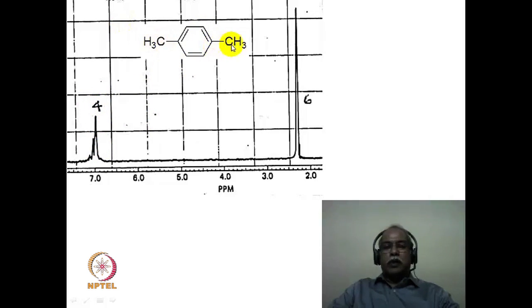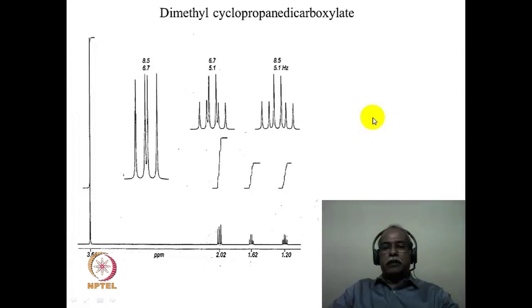The 2 methyl groups are also chemically equivalent, so a single peak of 6 hydrogen intensity is what is seen for this molecule. It's a fairly simple spectrum to interpret.